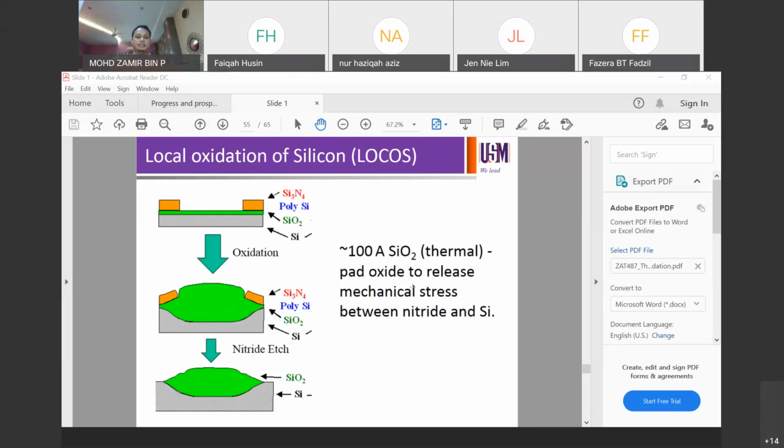100 angstrom or 10 nanometer of silicon dioxide pad oxide is used to release mechanical stress between nitride and silicon. So this is what we do in order to relieve the pressure of nitride and silicon. Nitride is on oxide on silicon, and to be able to peel off, you use the concept of pressure by doing LOCOS. Okay.